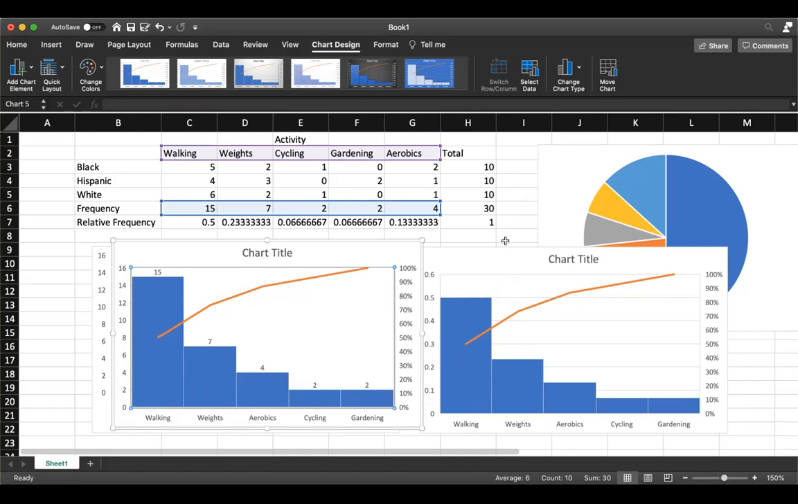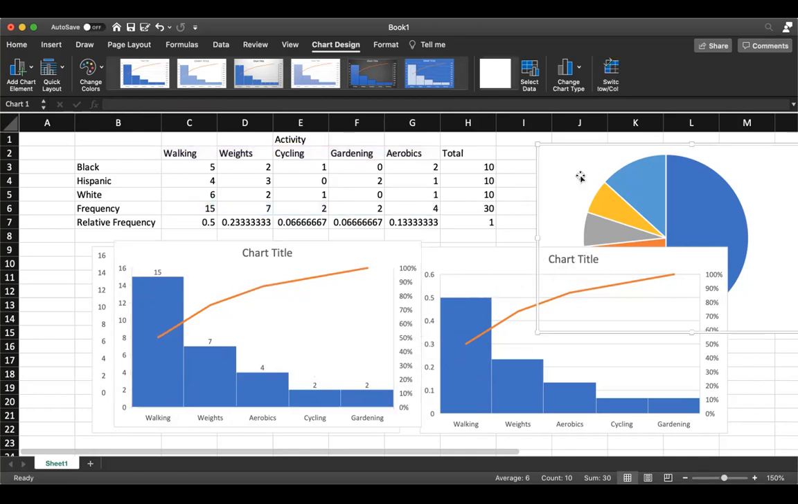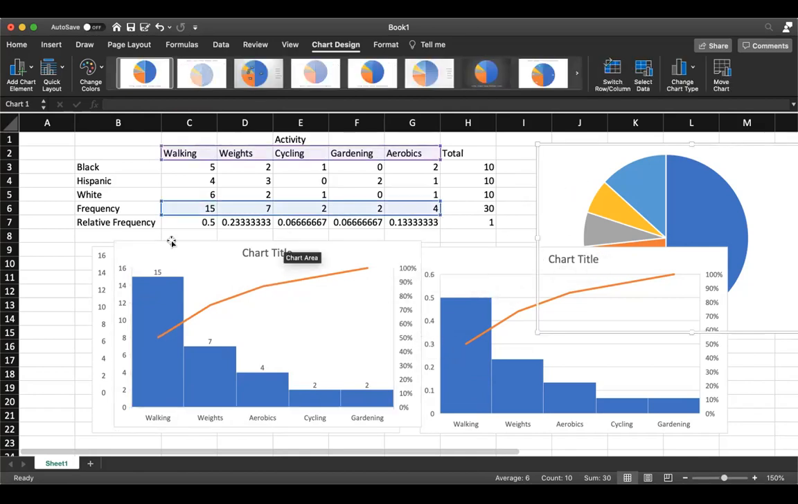We need to be able to create those: the Pareto chart, possibly the pie chart, and the bar chart. But this is how you create it. You create that two-way table, and really and truthfully, you don't need all of this information to create this. The only thing you need is a category. You need some kind of categorical variable. In this case, it's activity, where you have walking, weights, cycling, gardening, aerobics, and you need their counts or their frequency. So we have this category with these frequencies. We can create these graphs, all right?